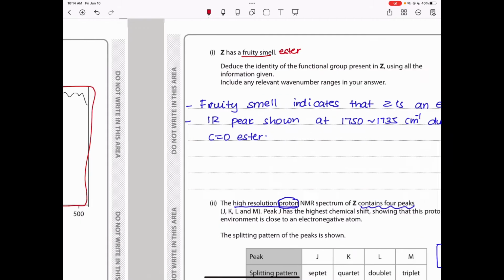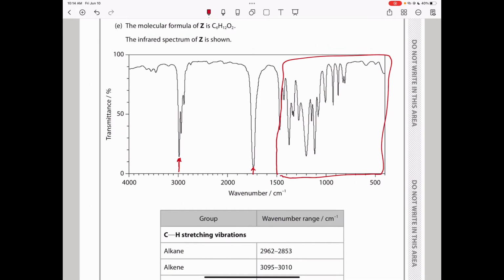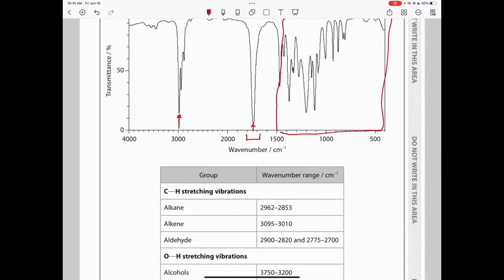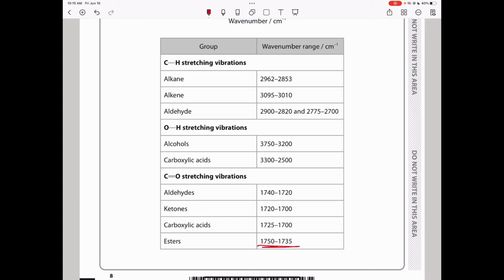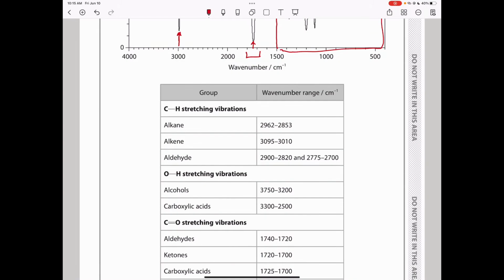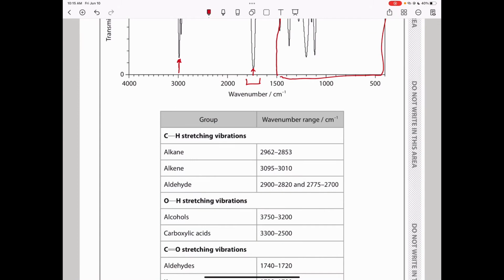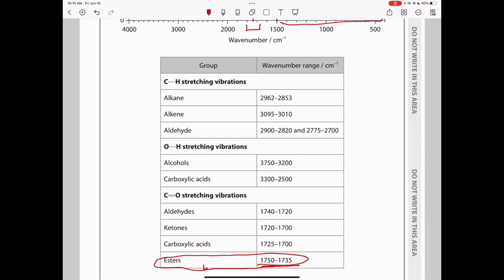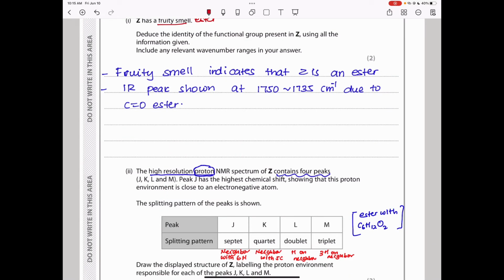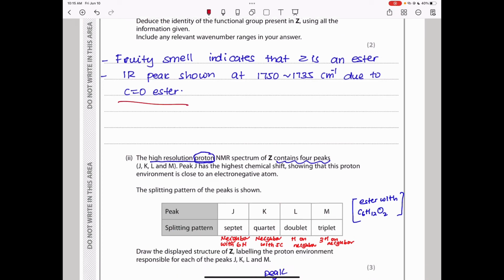So, okay, we have a peak here. Let's go to that. Ester, where are the esters? Yep, ester, the only information they give us is 1750 to 1735, which is actually there. So we can use this. It's an ester because it has a peak at 1750 to 1735. That is confirmation of an ester. So that is why it's for the carbon-oxygen in an ester.